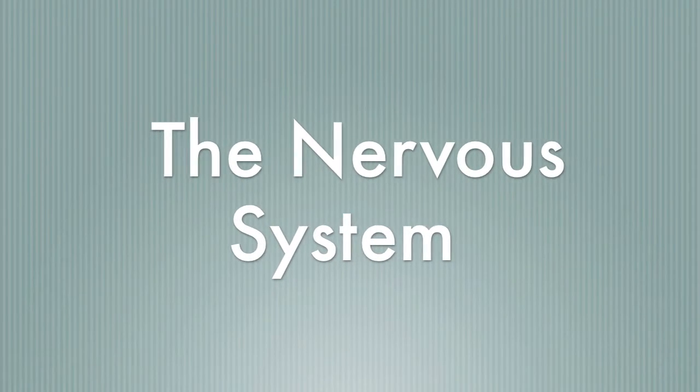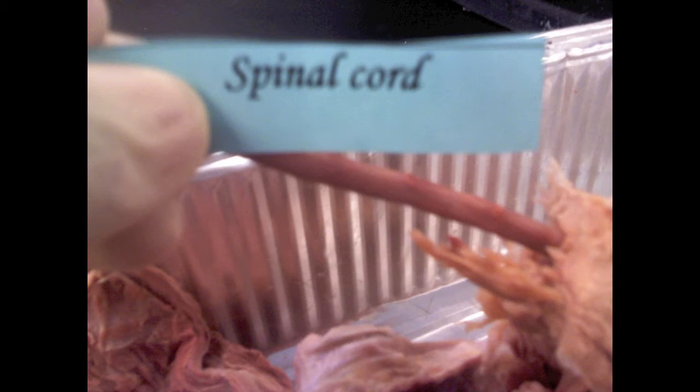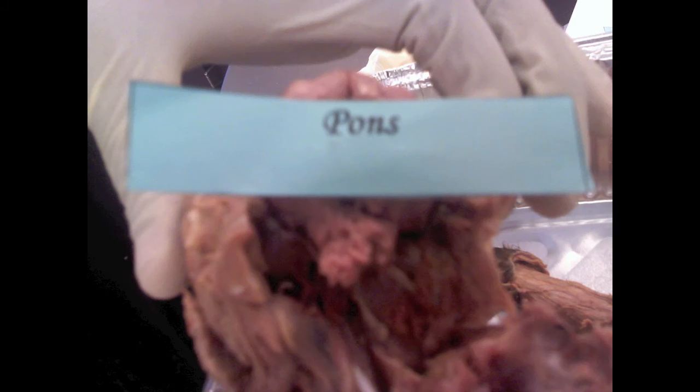The nervous system. The spinal cord connects the peripheral nervous system with the brain. It also sends signals to motor nerves and sends signals to the brain from sensory nerves. The pons conducts signals using white matter for sensory nerves and sends them to the thalamus.